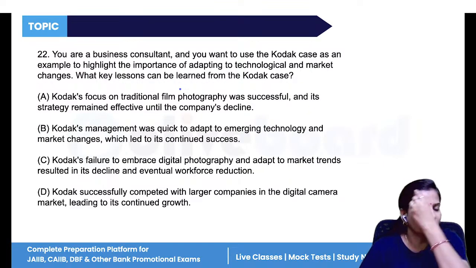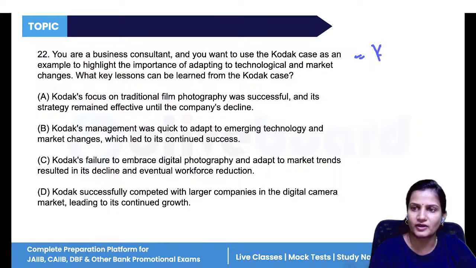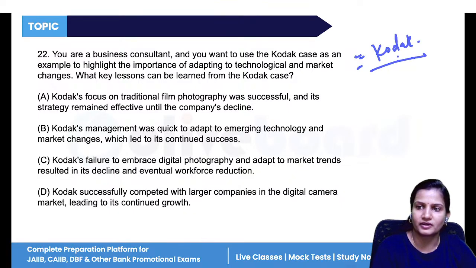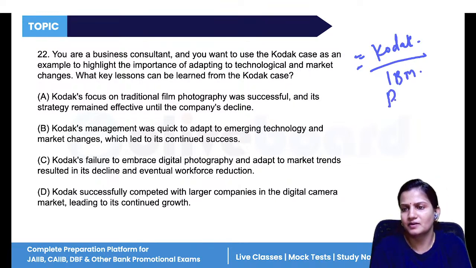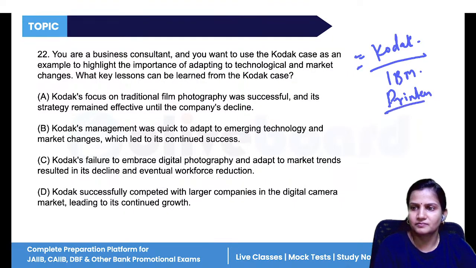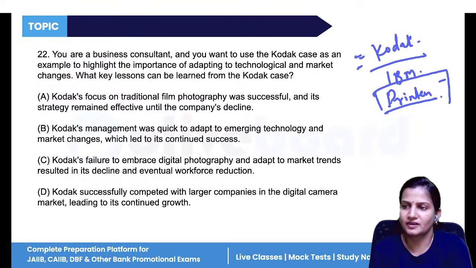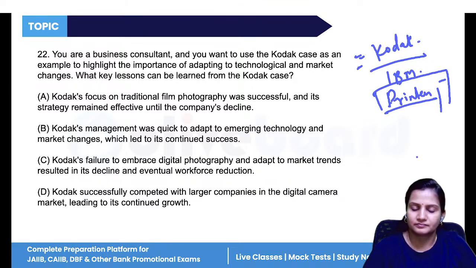Now, question number 22. It is based on the case study of Kodak. The case studies are very important. Kodak, IBM, and one was the printing, the printers. Okay, that was the case study. I'm not remembering the name, but it is based on the printers. Xerox.